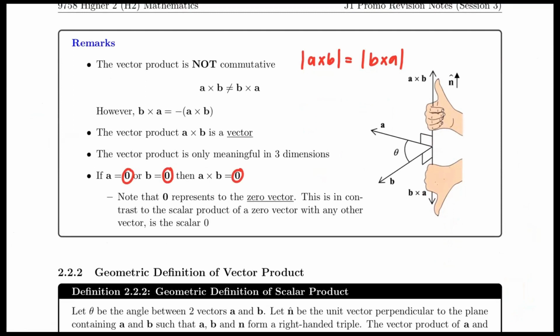And look at the way this sentence is written. If A equals 0 and B equals 0, then A cross B equals 0. Does it mean the other way is true? No, it doesn't imply that. Understood?